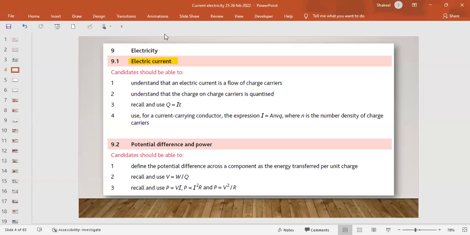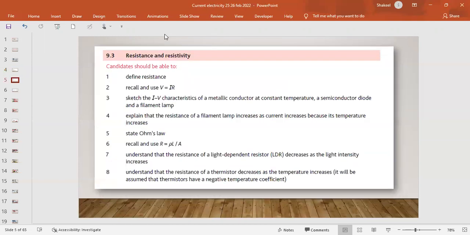Okay, so in electric current, we'll be studying everything about the current. The new thing will be I = nAvq, the drift speed equation. This is new. This is not in the IGCSE level. Then we'll study potential difference and power. This is the usual thing that you already know.